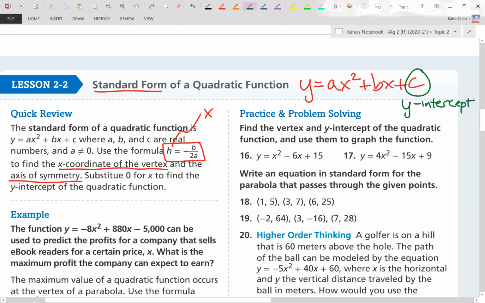Only because the x's go away right here and right there, leaving with the c. Just want to point that out.